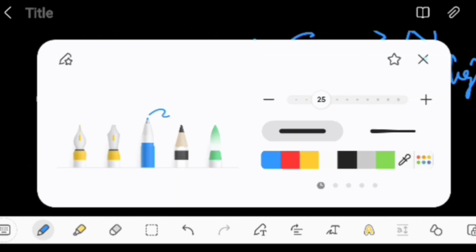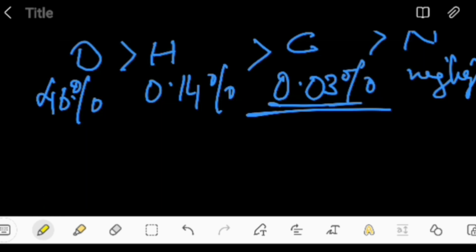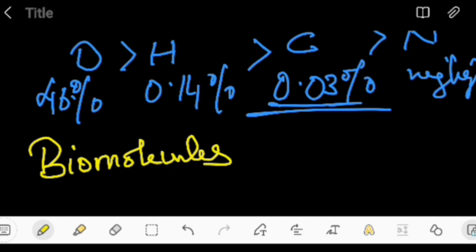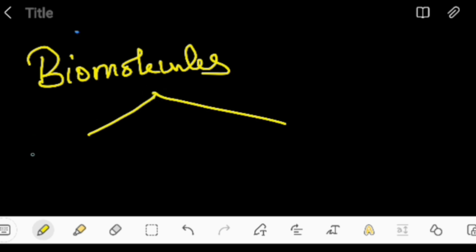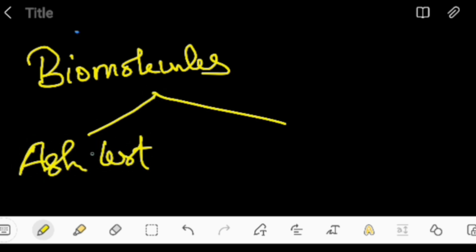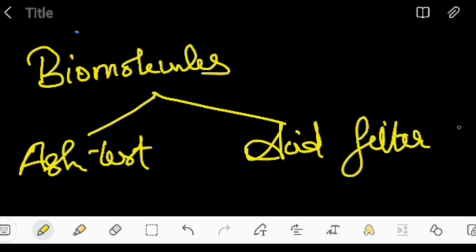Now, let us get into the chapter. Biomolecules can be differentiated with the help of two tests. One is the ash test and another one is the acid filter test. The ash test and the acid filter test.